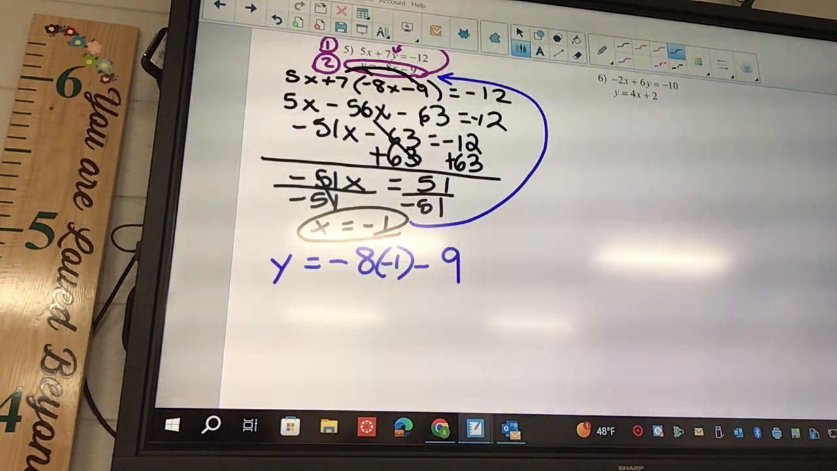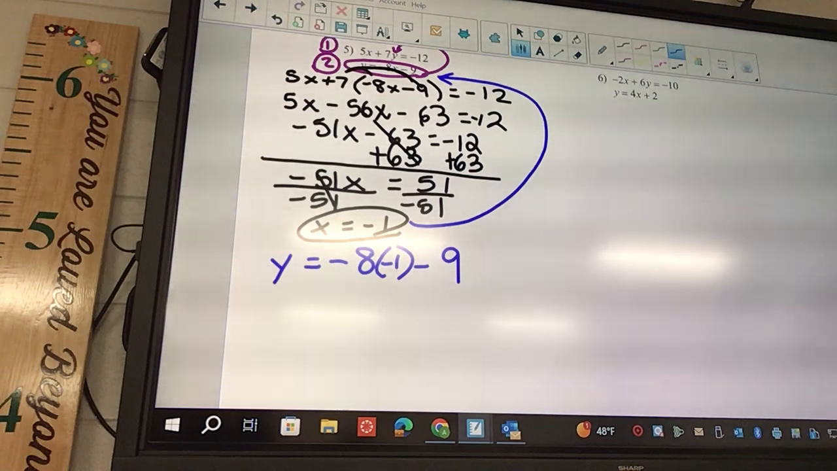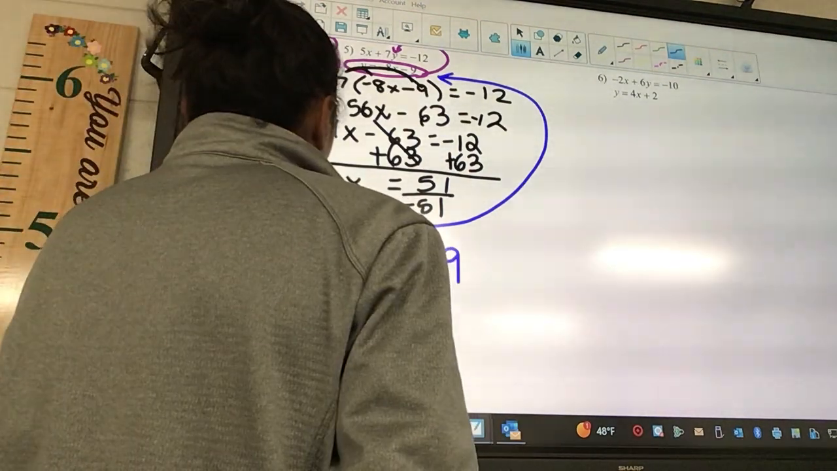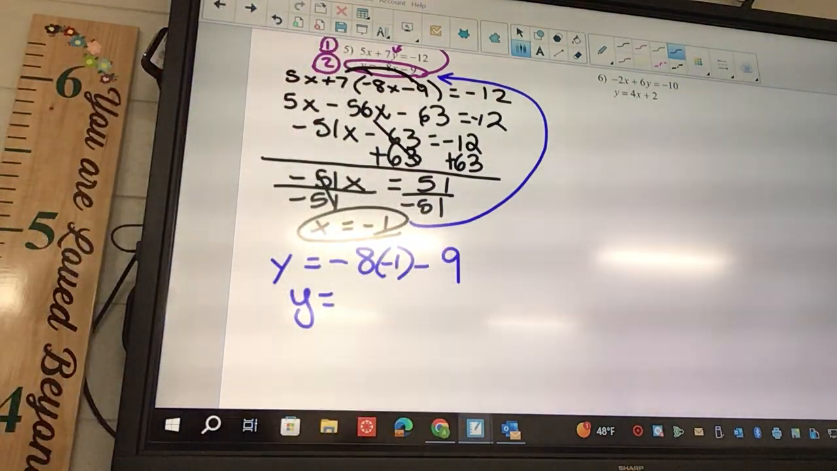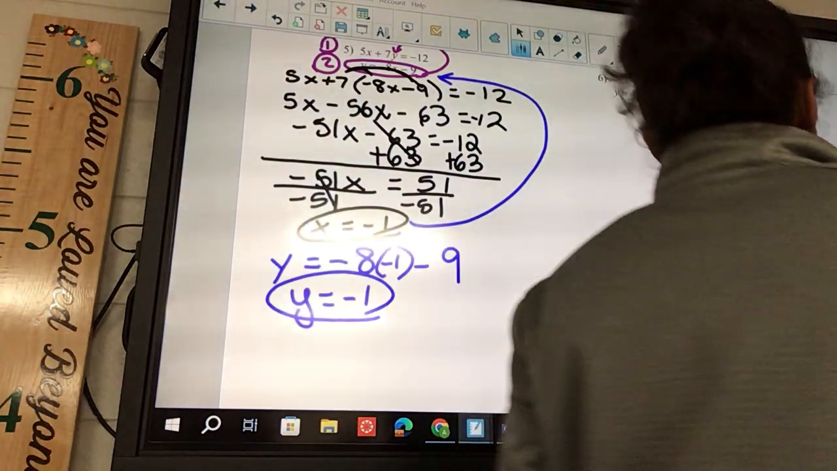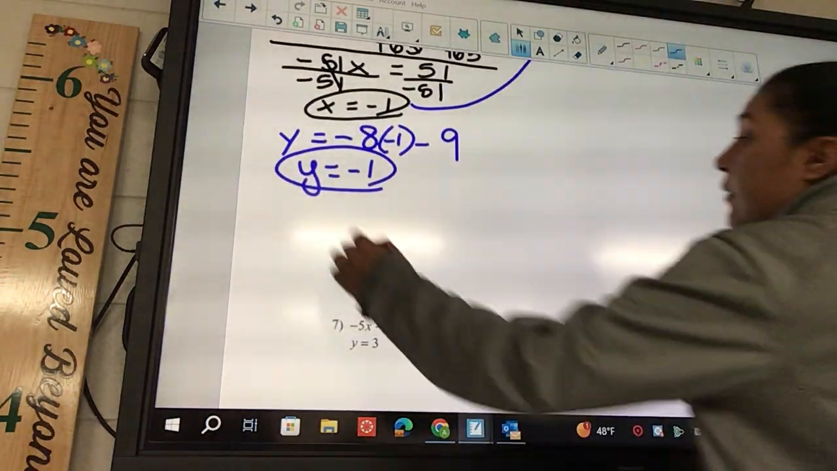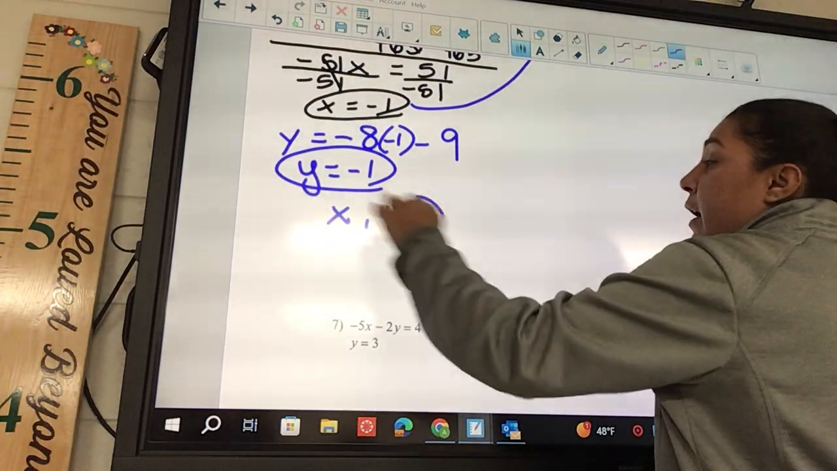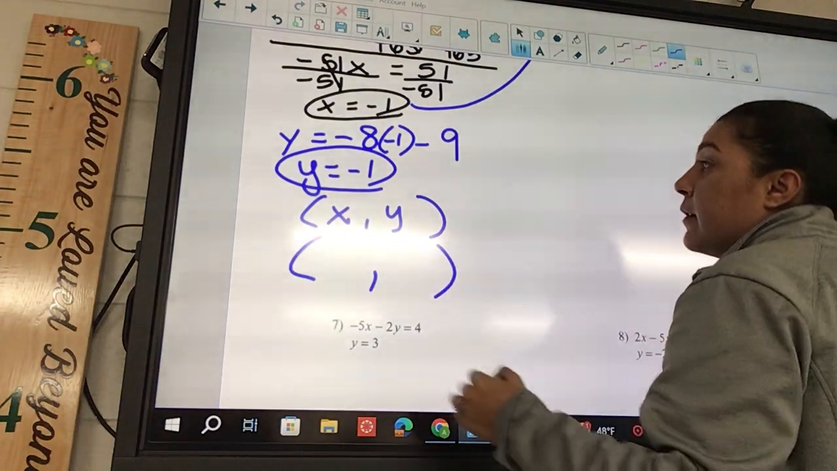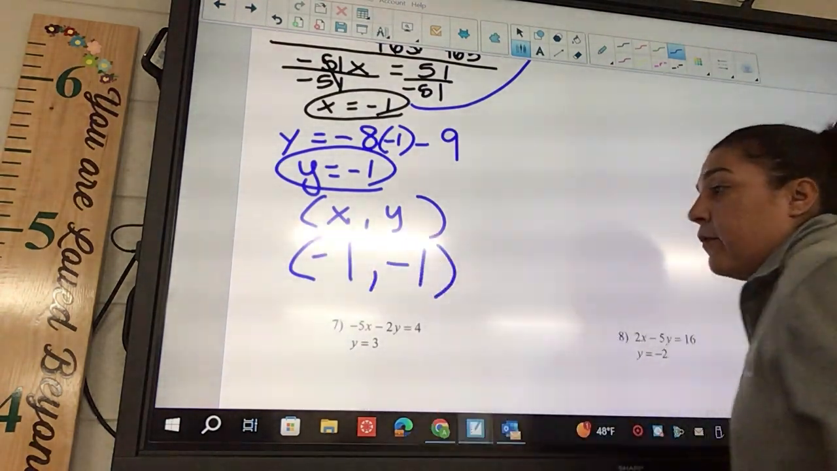Okay, and on your calculator, you can just type negative 8 parenthesis negative 1 close parenthesis minus 9. You can type it exactly the way it looks. Negative 1. Okay, so y is negative 1. And our last step is to write a coordinate as x comma y. What is my x? -1. Negative 1, negative 1.